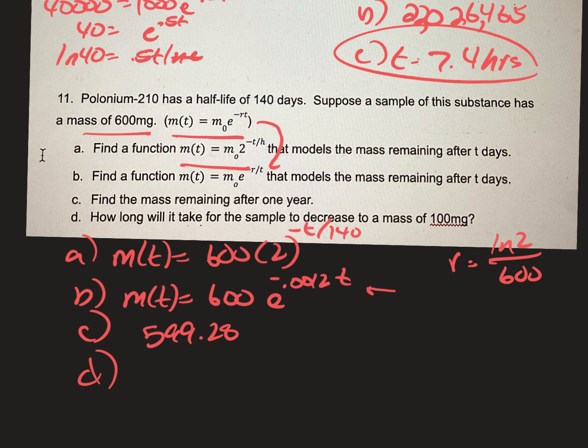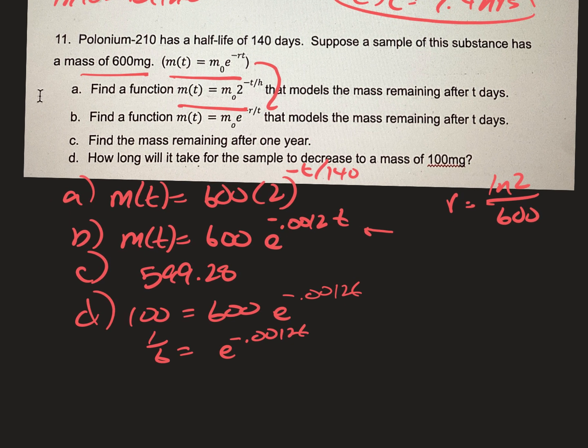And then part D, how long will it take for it to get down to 100? So it's going to end up with 100. You're starting with 600. I'm going to use the same one again, e to the negative 0.0012t. So if I divide by 600, I get 1/6 over here, e to the negative 0.0012t.